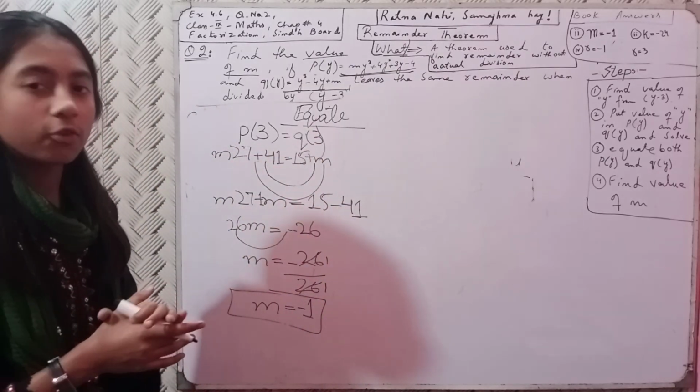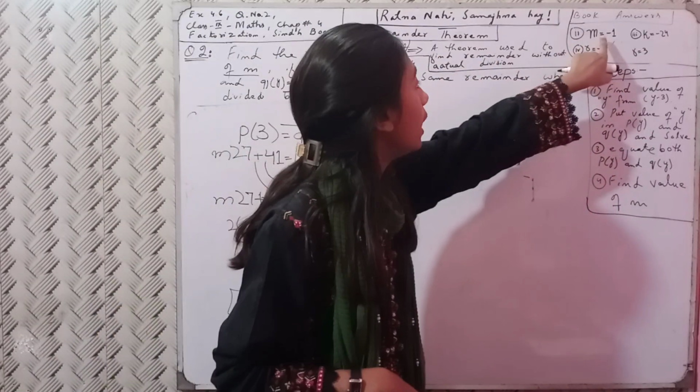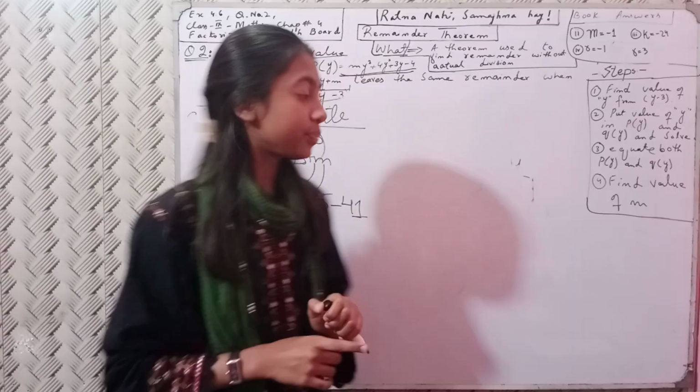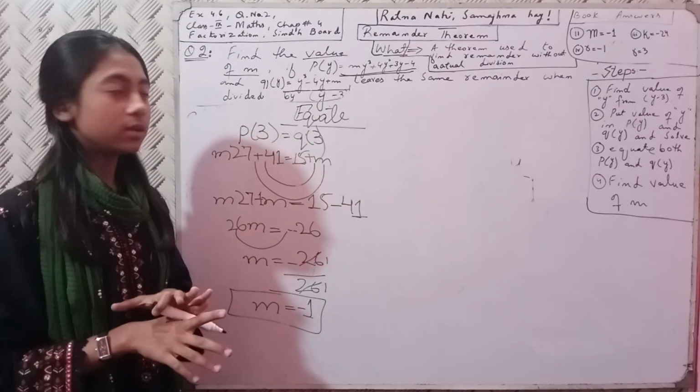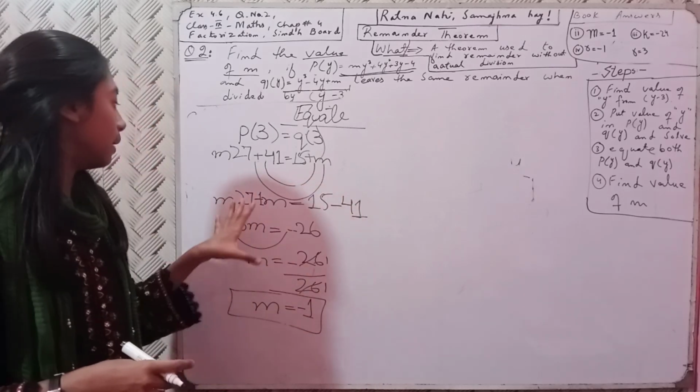First of all, we have to check from the book answers. Part 2 we are doing now. So the m value equals minus 1. So we are finding it from these procedures. There are two. First of all, we are doing these steps, and from them we are finding it.